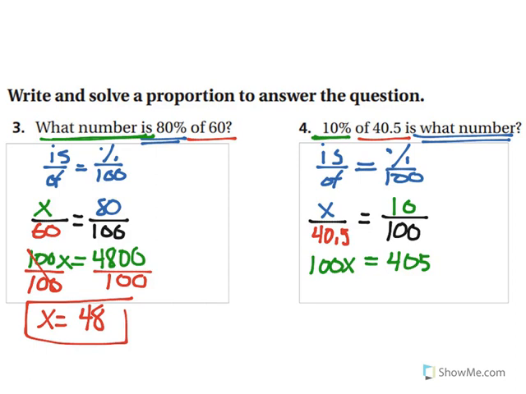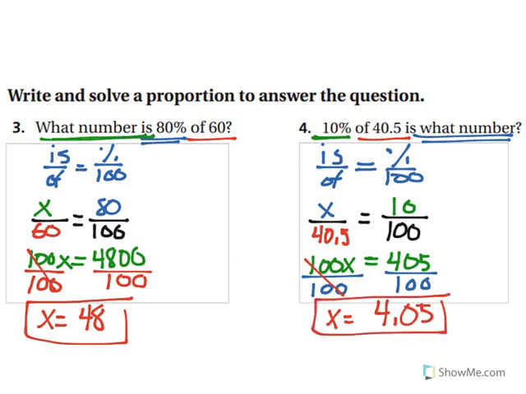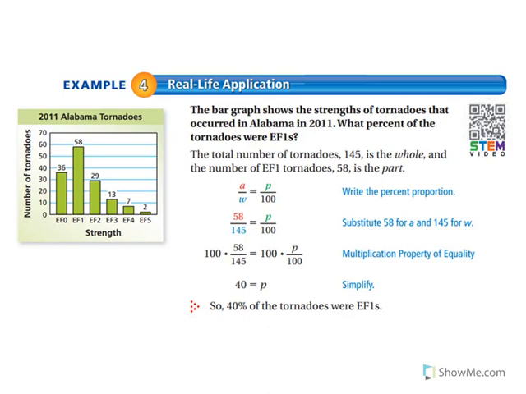And, like usual, I can use my calculator to divide both sides by 100. Some of you may not even need a calculator for this part. I'm going to put X here. 400 divided by 100 is 4, so 405 divided by 100 is 4.05. And so 4.05 is 10% of 40.5. That's the part of the whole, and that's 10% of it. Hopefully these examples made some sense. We're going to move on to our next example.